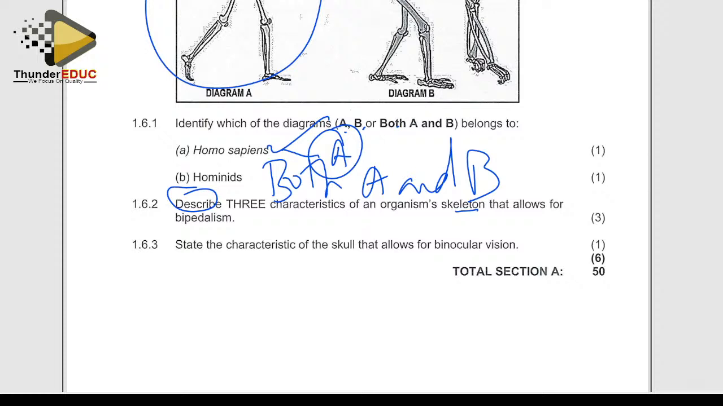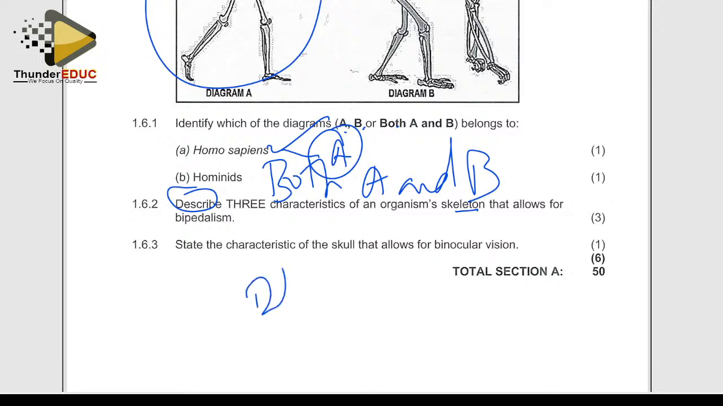Foramen magnum in forward position to allow the spine to connect vertically. Now you are explaining. But if you explained it, it's still correct. It's still fine. They will give you your marks. They can't cross it because you added something which makes sense. You understand? So foramen magnum in forward position to allow the spine to connect vertically.